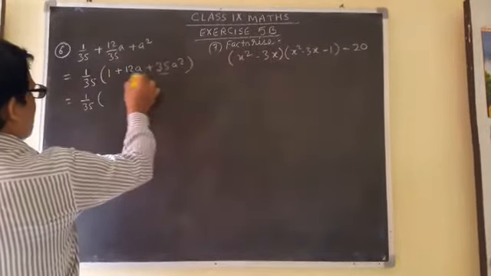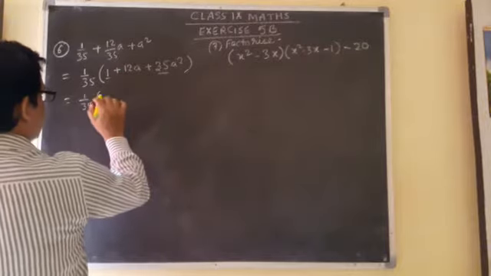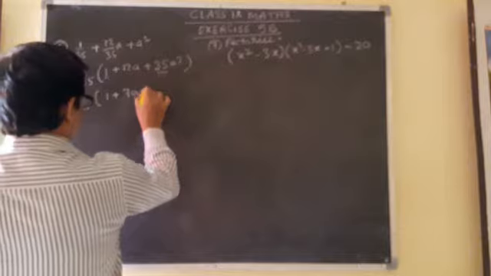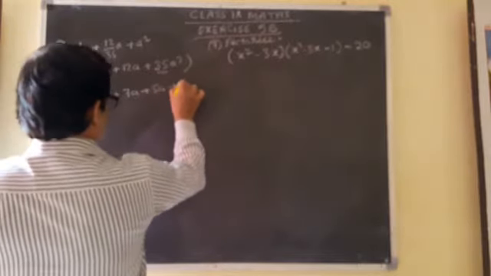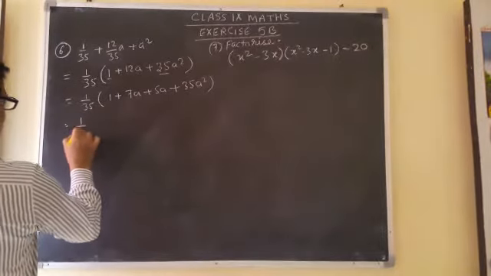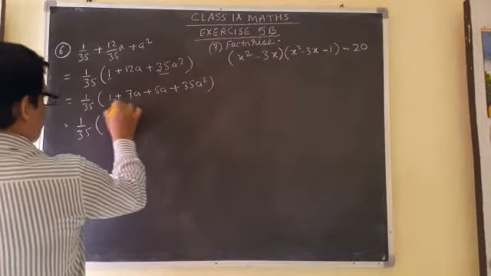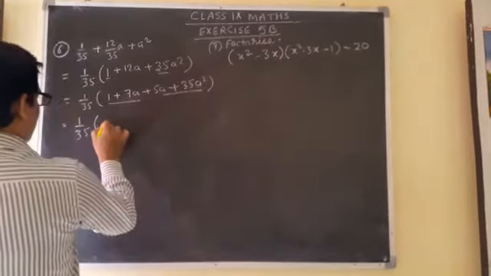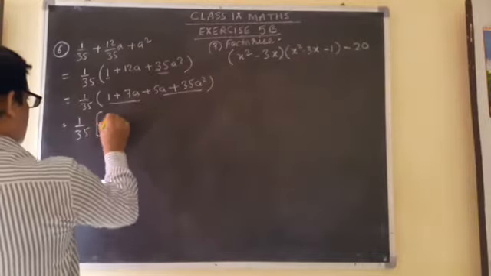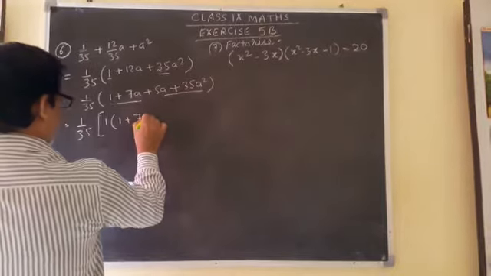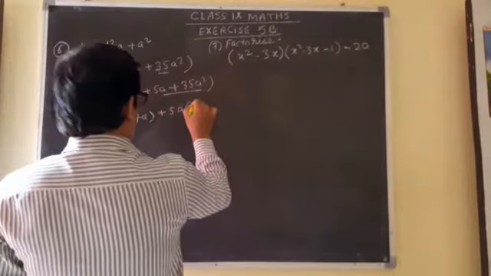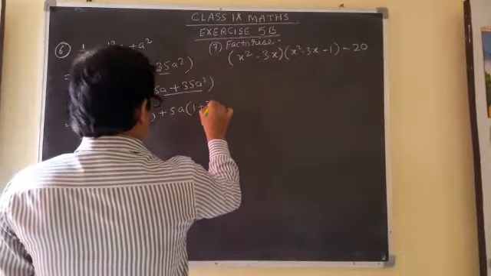Now we will take the help of middle term splitting. Now when we multiply the rest of the terms, it will be 35a square. So 1 plus 7a plus 5a plus 35a square. So 1 by 35, now we will make a group here. 1 we will take as a common, then 1 plus 7a, plus here we will take 5a as a common. So here 1 plus 7a.